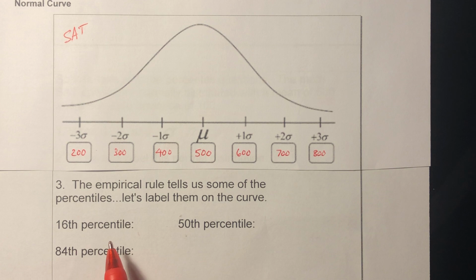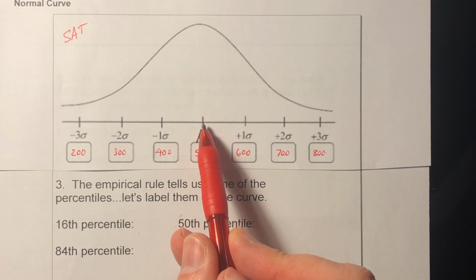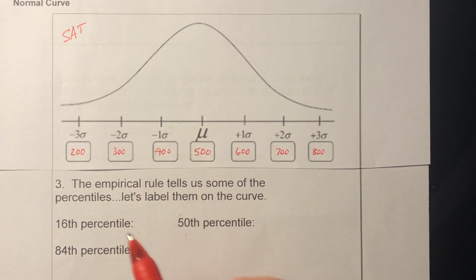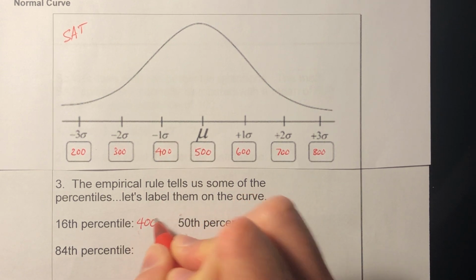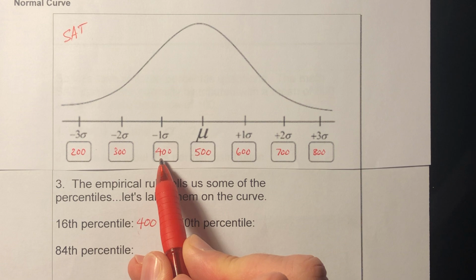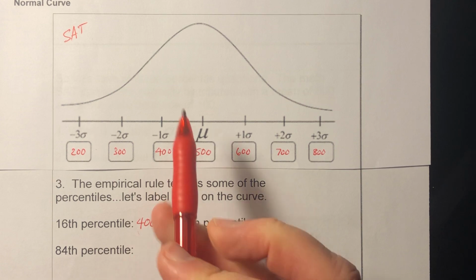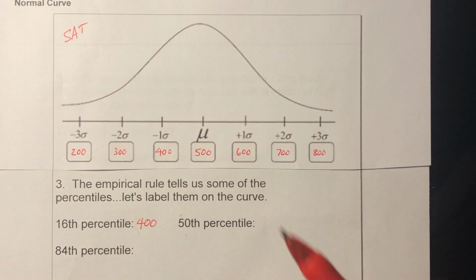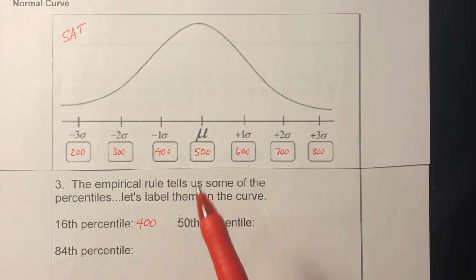So what score would we have gotten on that SAT if we're in the 16th percentile? Okay, remember 50% is right smack in the middle. If we subtract that 34%, we're right there at 400. So this is the 16th percentile. That means from here to the left, you basically did better than 16% of the population if you got that score. Okay, so if these are math SAT scores.